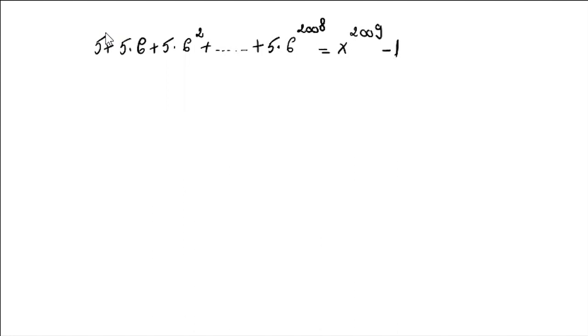This example shows how to find the value of x for this situation. First, I'm going to rewrite the number 5 as 6 minus 1. Why 6 minus 1? Because in here I have 6. And now we're going to replace 5 in the initial relationship.